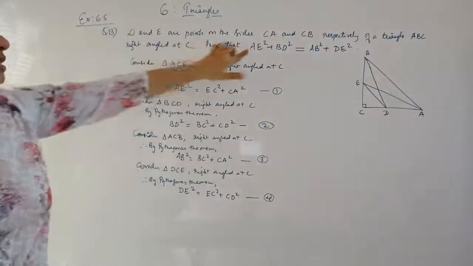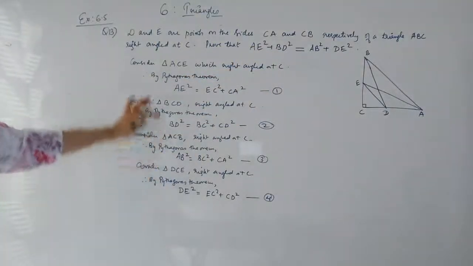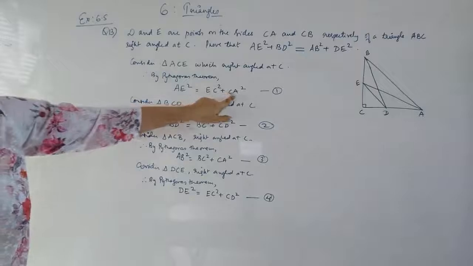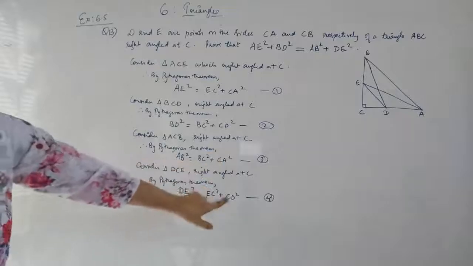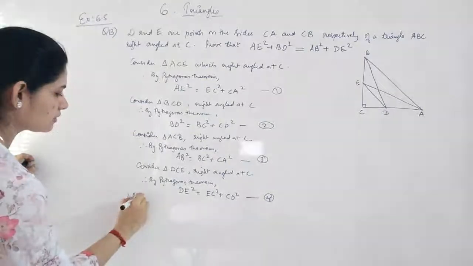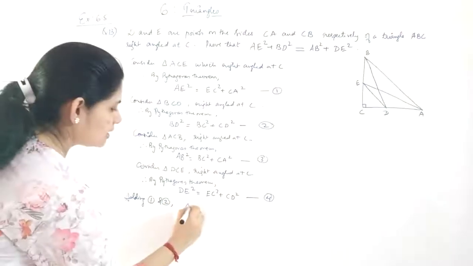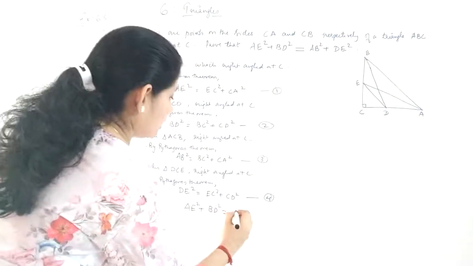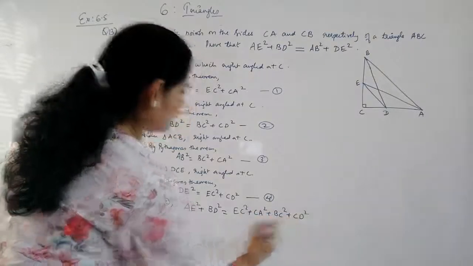Now the thing which you need, that is the addition. So you can just see these two adding and these two adding. Okay, adding these two, what you will get, AE square plus BD square will be EC square plus CA square plus BC square plus CD square. Again, when you add these two, you can find all the 4 terms in the right hand side of this. Okay, so first what we are doing, we are just adding 1 and 2. Adding 1 and 2, you are getting AE square plus BD square is equal to EC square plus CA square plus BC square plus CD square.